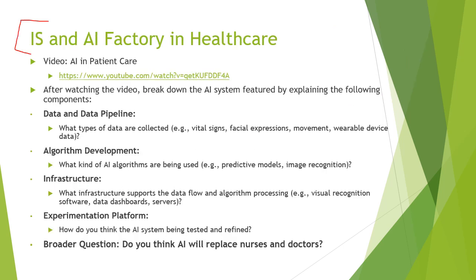So MIS and the AI factory in healthcare: we just talked about systems thinking. We talked about what an information system is, and then I wanted to relate that to AI, because we've been talking a lot about AI, and AI can be thought of as a system as well. We talked about the different components of MIS. Remember, the different components all relate, right? You have hardware, software, data, processes, and people. And then the AI factory has data, data pipeline, the infrastructure, the algorithm, and the experimentation. All those things relate to each other, right?